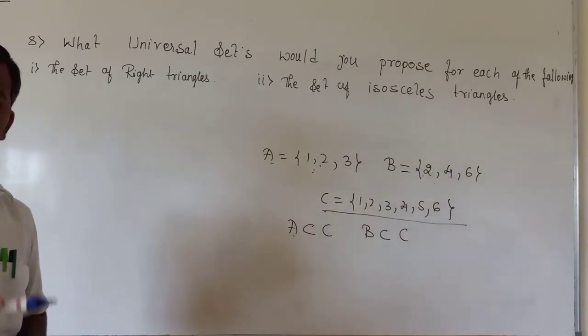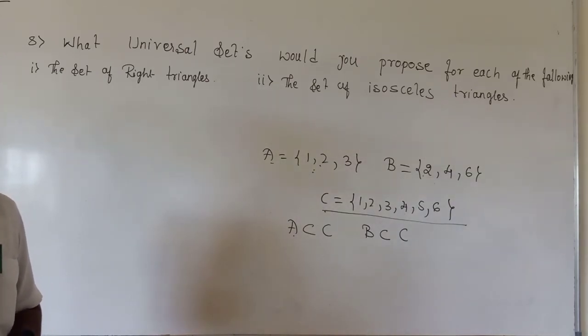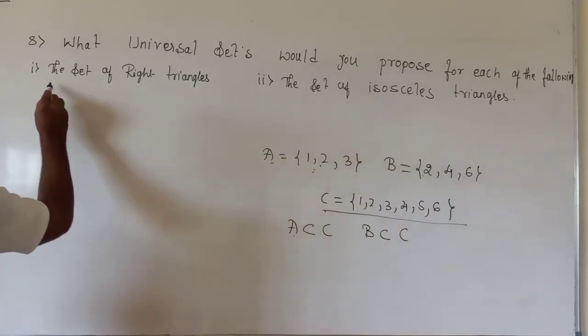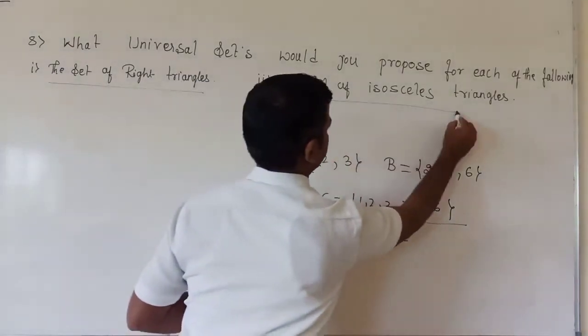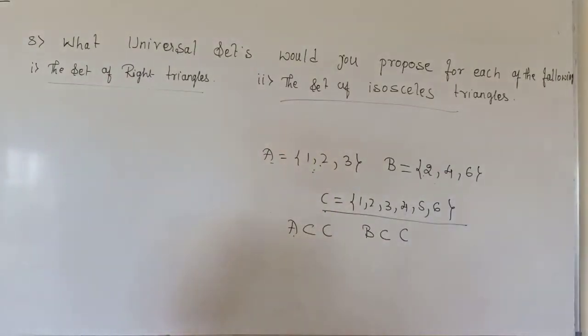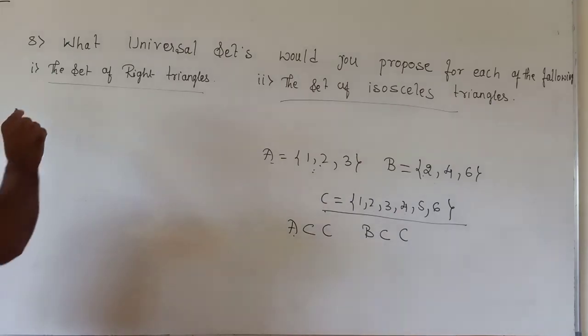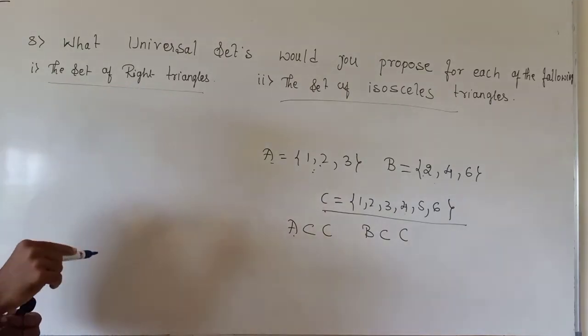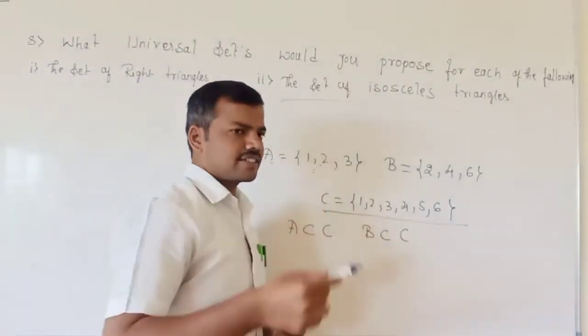So for that reason we call the set of real numbers a universal set. Here we have to identify, for these two examples, which set will become the universal set. The set of right angle triangles, the set of isosceles triangles.